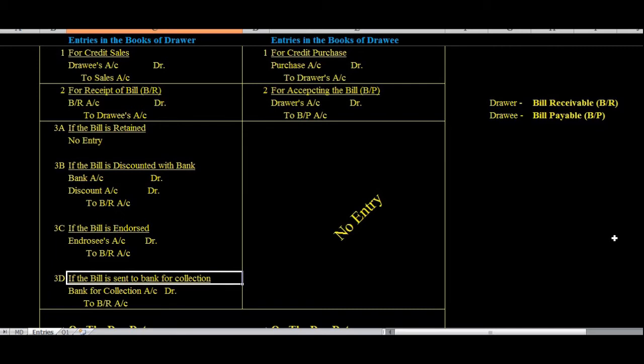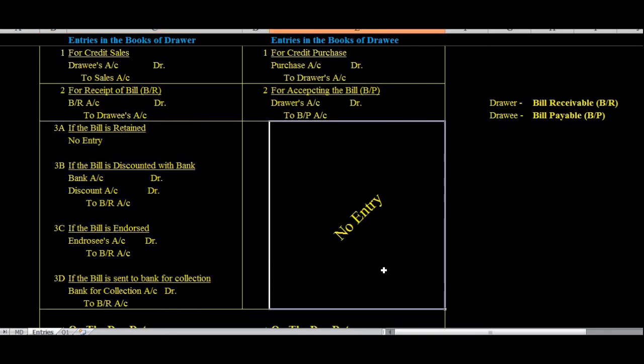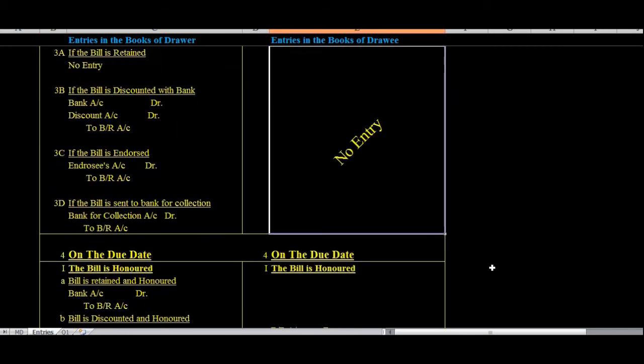Now these are the 4 entries. Please remember, in a given question for one single bill, only one of the 4 is possible. All 4 cannot happen with a given bill. Alright. So these are the entries that a drawer can do with a bill.